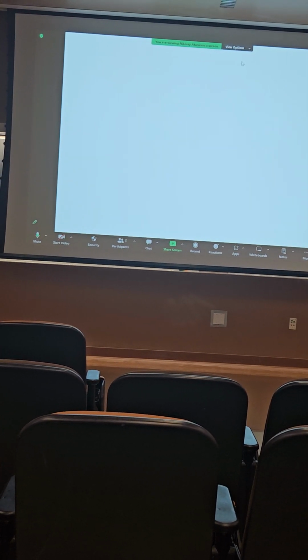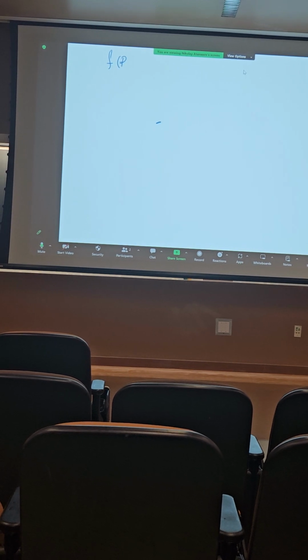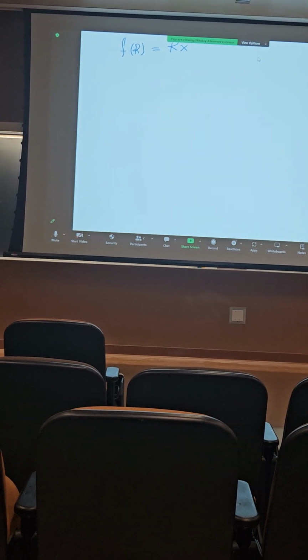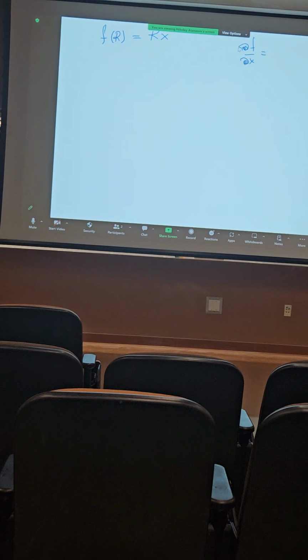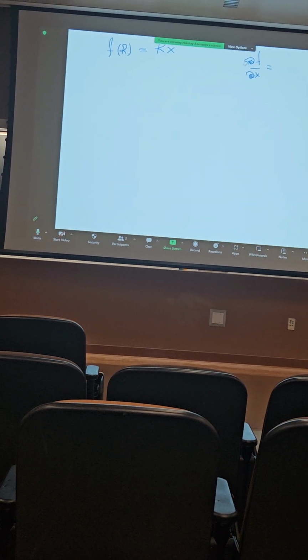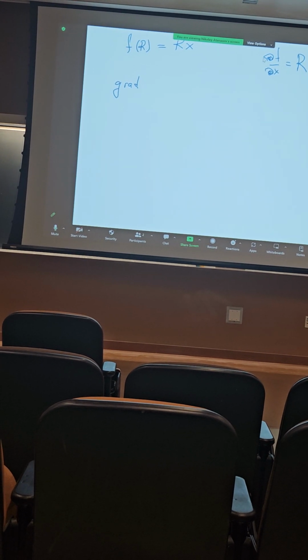Okay, let's say we have f of R is Rx. As a warm up, what's the derivative with respect to x? It's R, yeah. It's just R. Okay, good. How about with respect to R? So what is the gradient with respect to R of f of R?